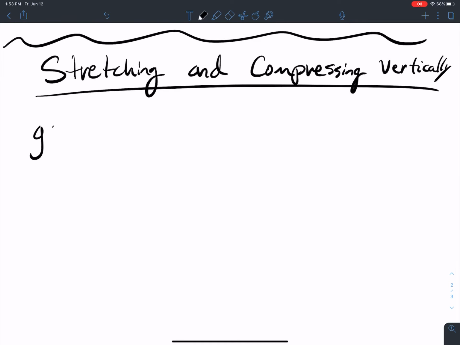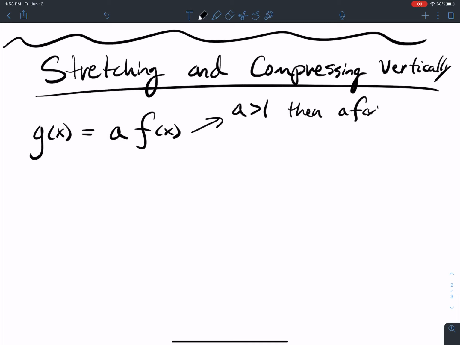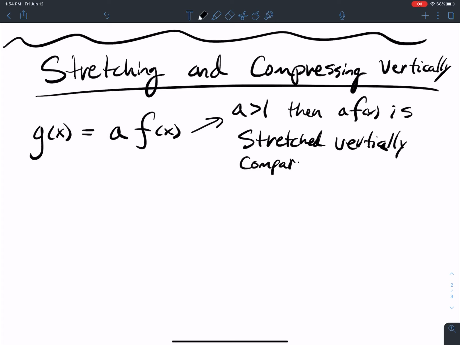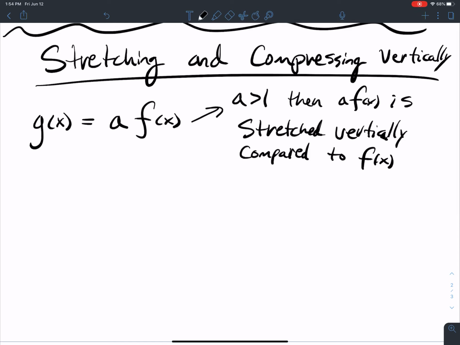So if I have some function g of x and I multiply by a number times the function, if the number a is greater than 1, then a times f of x is stretched vertically compared to f of x. Okay? So what does that mean? Right? What does that mean?